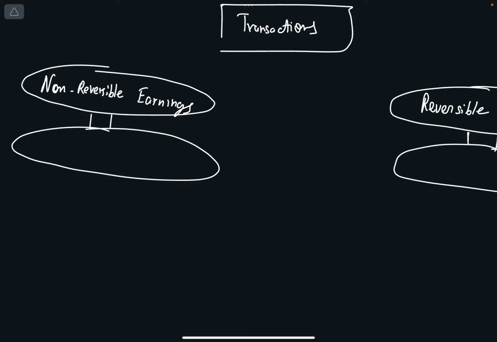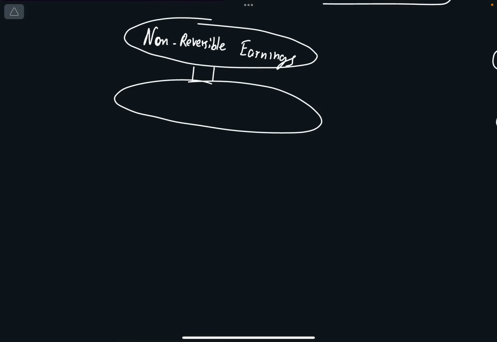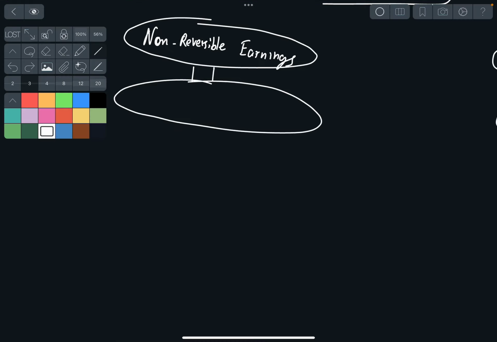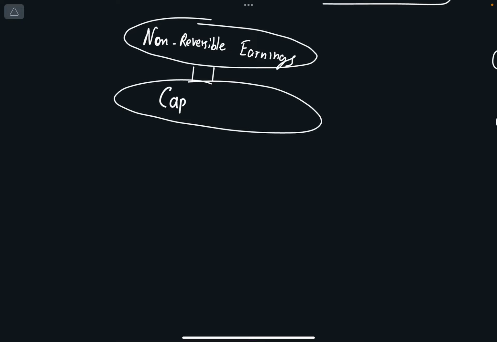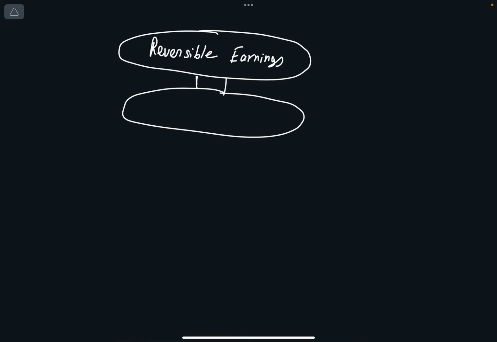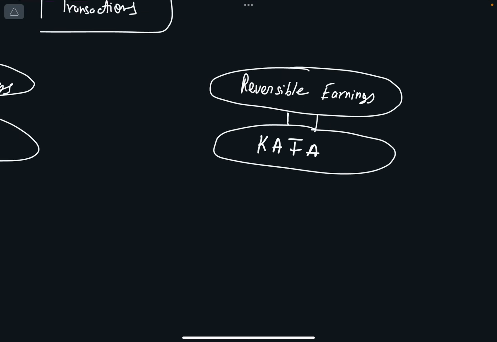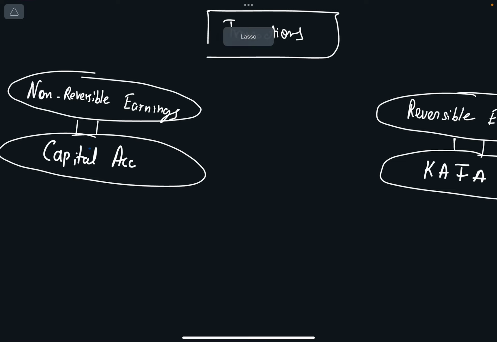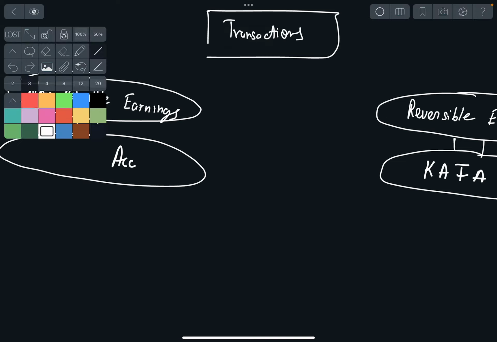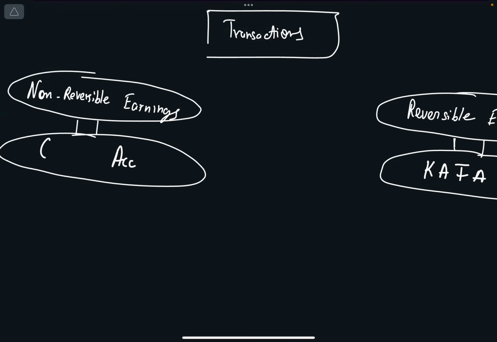Okay, that's good enough. So non-reversible earnings are known as, let me increase this thing, the capital account. And this one is known as the KAFA. Why the KAFA? Well, this is the capital account, right? KAFA is what we're calling this, and this is the current account. See, I already made the mistake. That's why we call it KAFA. I already made the mistake.